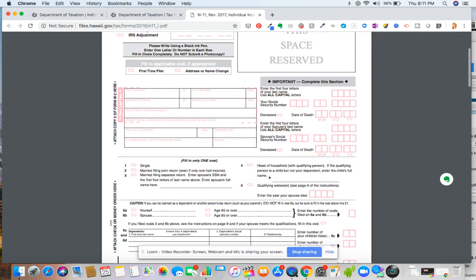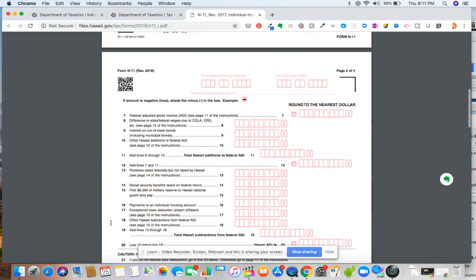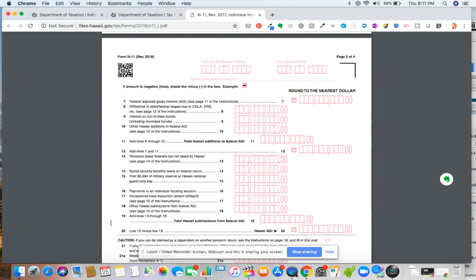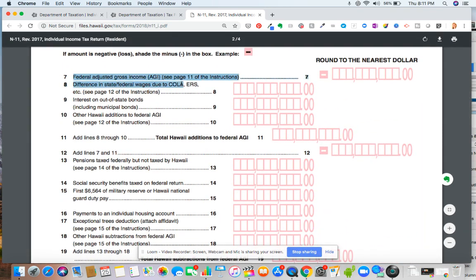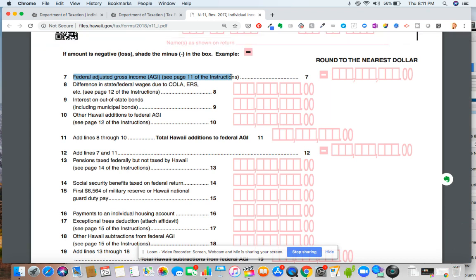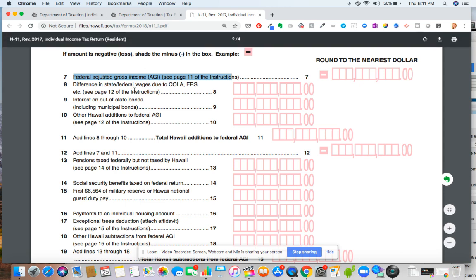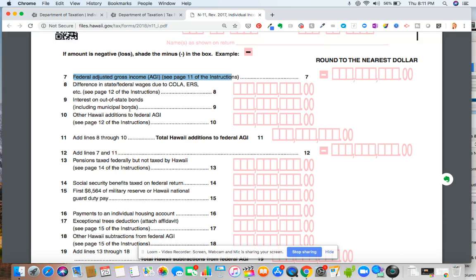So much like federal, it starts out with your information, and then as you go down here, one thing that is much different about the Hawaii tax form is that many states start with federal taxable income, and then they have adjustments to federal taxable income and adjustments from federal taxable income. Hawaii is more complicated than many states, not as complicated as Massachusetts or California, but somewhere in between, kind of chasing California for complexity.